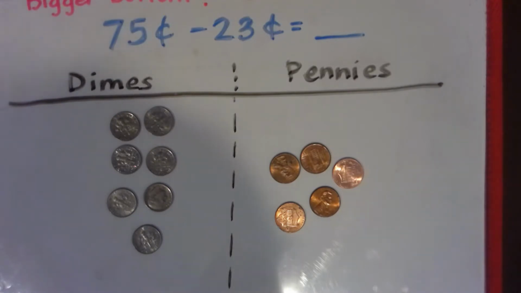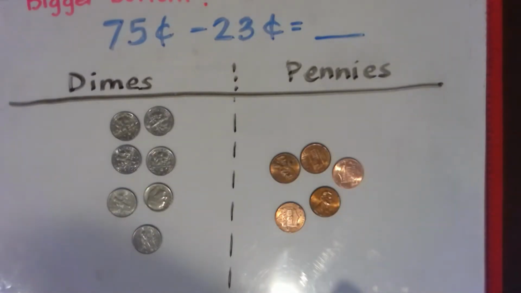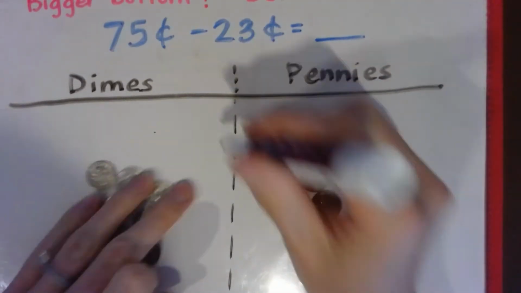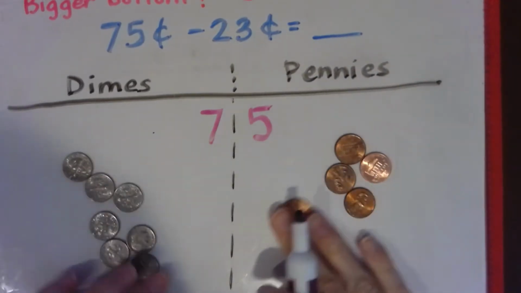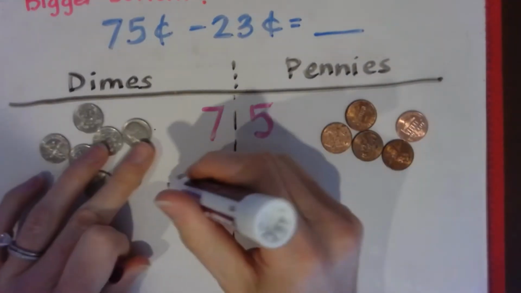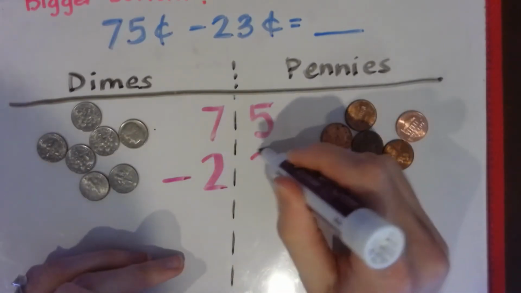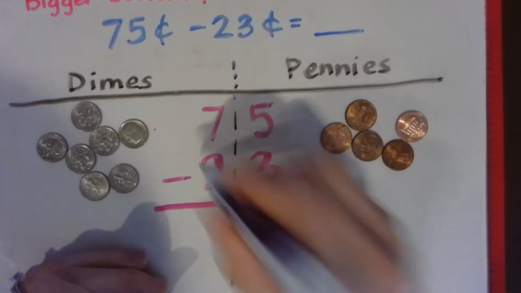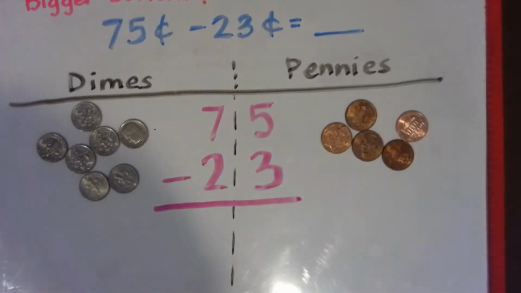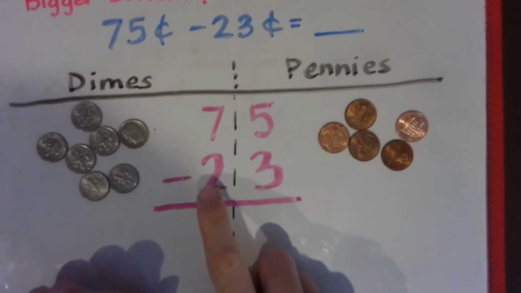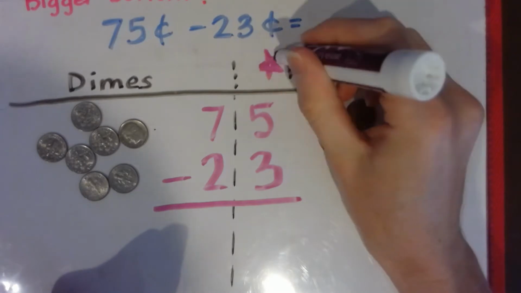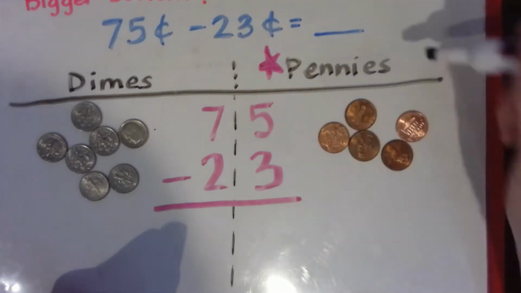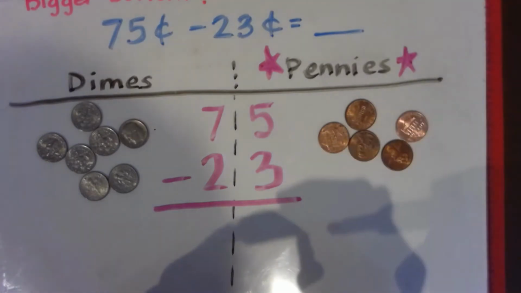Well, the first thing I want to do is take away pennies first. So I'm going to write out what exactly we are going to do. We'll start with 75 cents, which is what we have here. We want to take away minus 23 cents. Now it's going to be a lot easier to see. We have 75 cents and we want to take away 23 cents. We always start with the pennies when we're taking away. Just like when we're adding, we start with pennies, we always start with pennies when taking away.